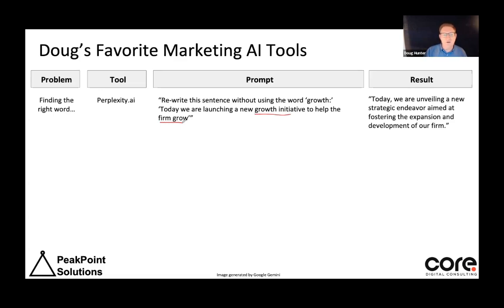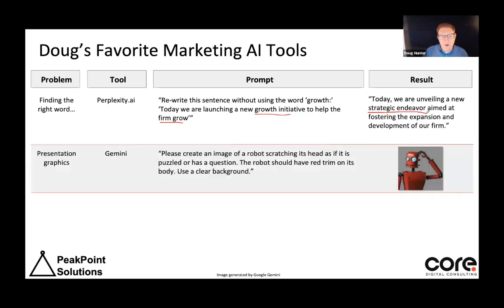So I took this sentence, I dropped it in Perplexity and said, rewrite it, don't use the word grow or growth. And what it came back with was the phrase strategic endeavor. Now, here's a slight confession. I actually really don't use Perplexity to find the right word. I use Perplexity to find a new direction, a new way to go. So strategic endeavor gives me a new way of thinking where I can go down and find new words. So I use that to find words.